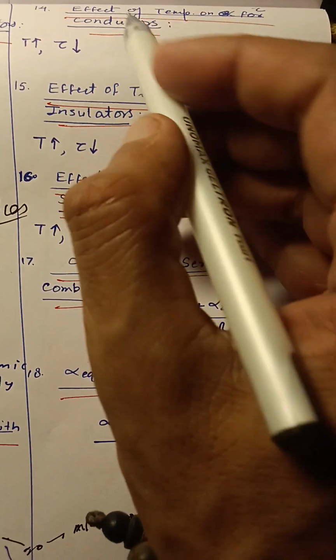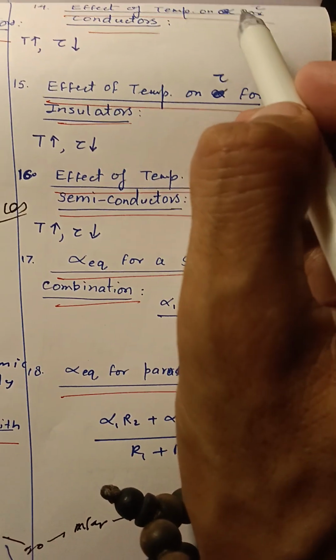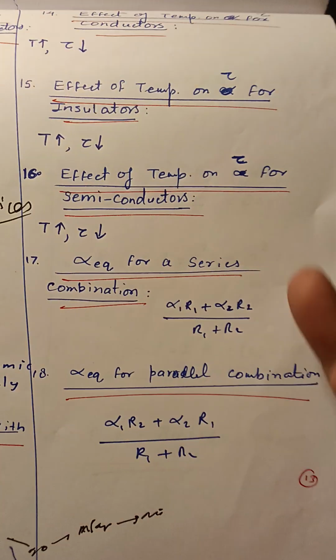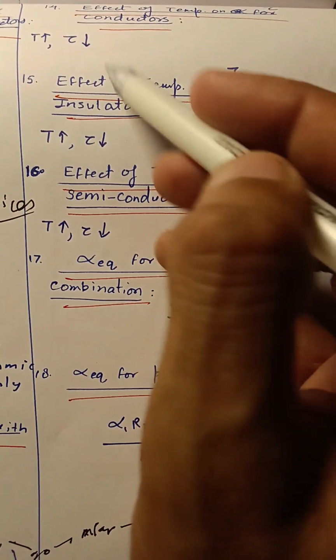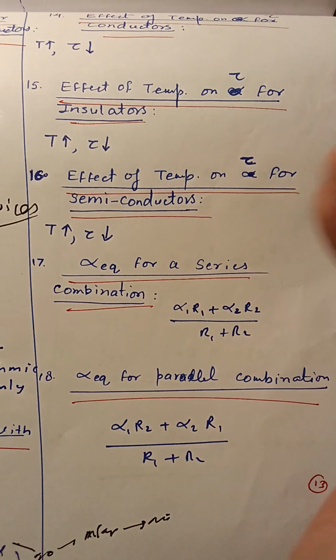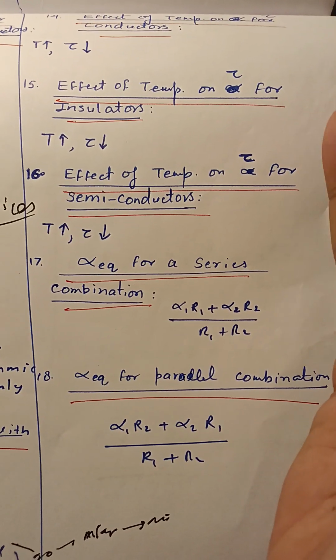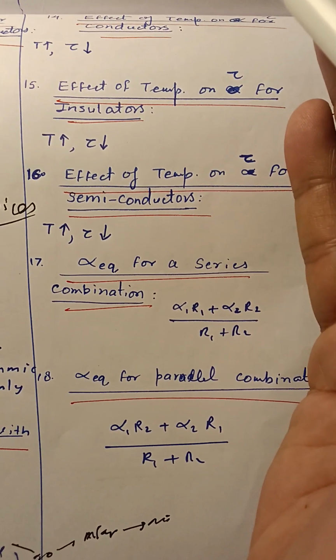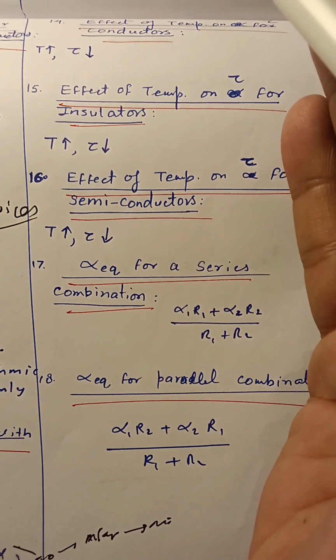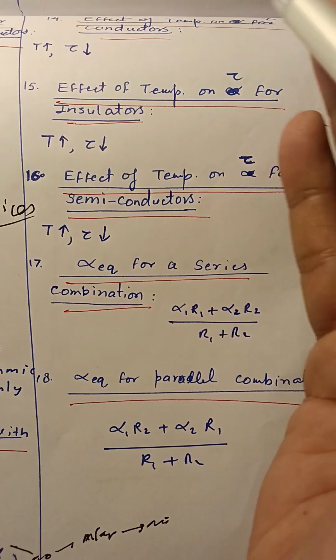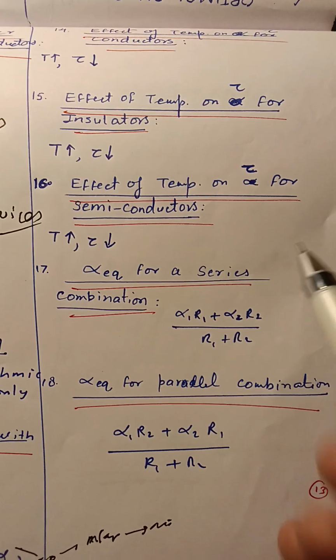Next question here is the effect of temperature on torque for conductors. As I already discussed, torque decreases in all the three cases, because with increase in temperature, electrons start moving faster. The collision frequency increases. They collide faster, and because of that, the average relaxation time decreases.